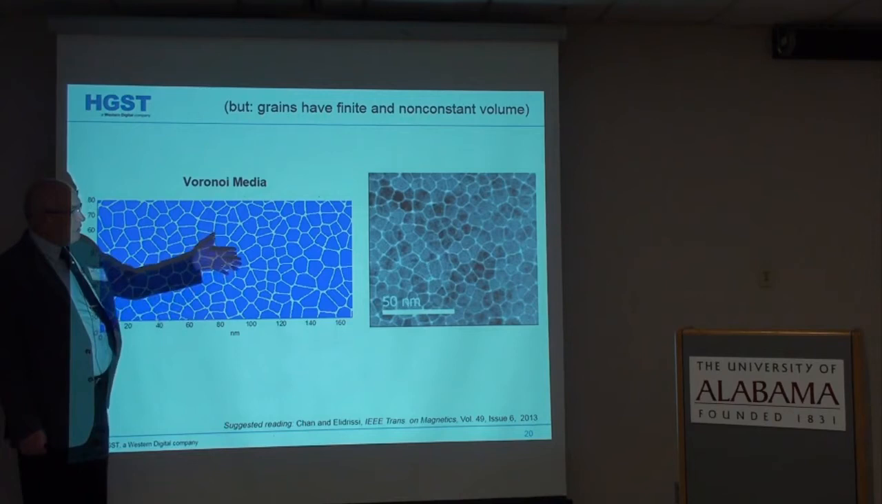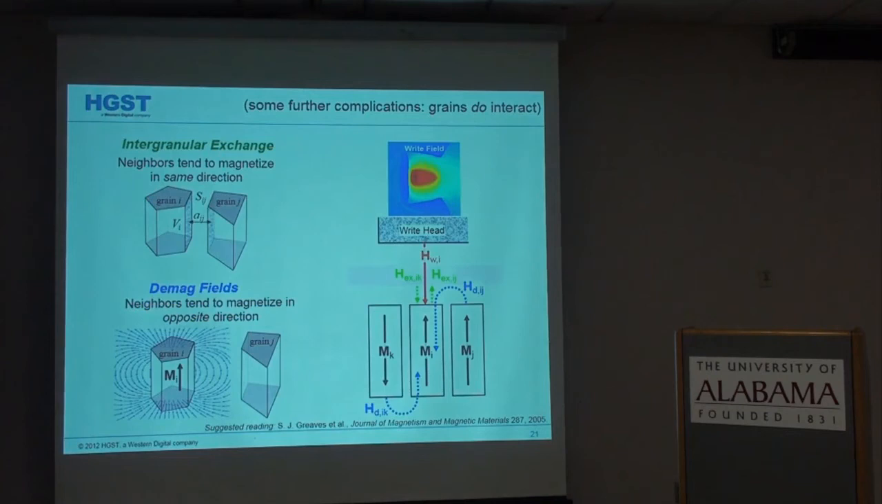And I've also ignored other phenomena, and people who are actually doing the real modeling will take into account the fact that those grains do interact with each other. I've been kind of ignoring that fact up to this point, and I'm going to continue to ignore it, but those of us doing the modeling won't. The two important effects there are exchange between adjacent grains. That exchange will tend to align adjacent grains. That is, if one happens to be up, the next one is more likely to be also up. And in such a way, we introduce correlations between what you might think of as independent noises.